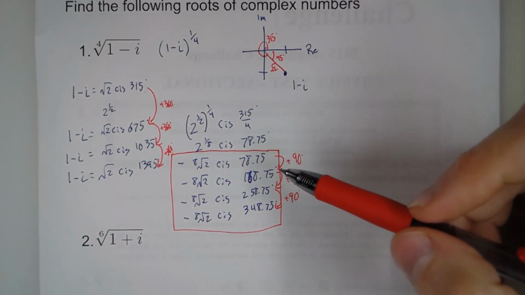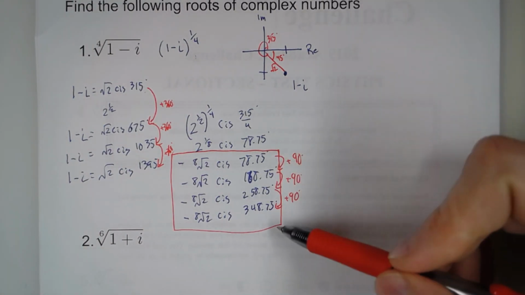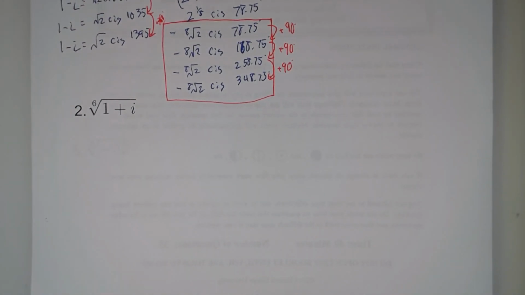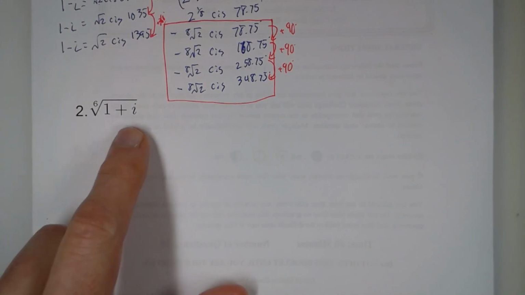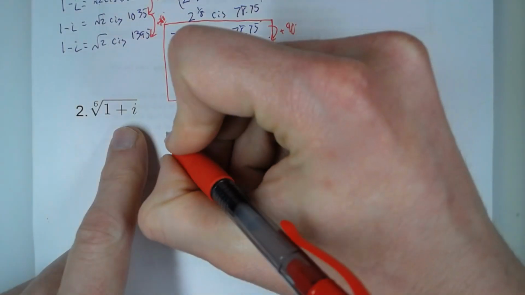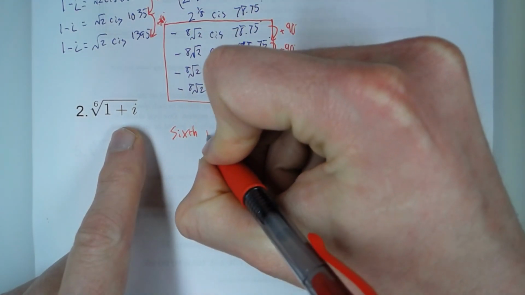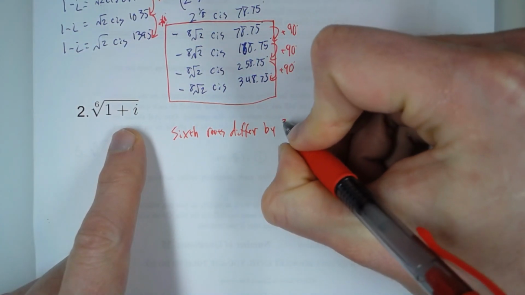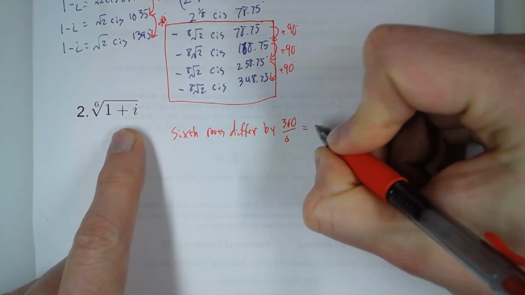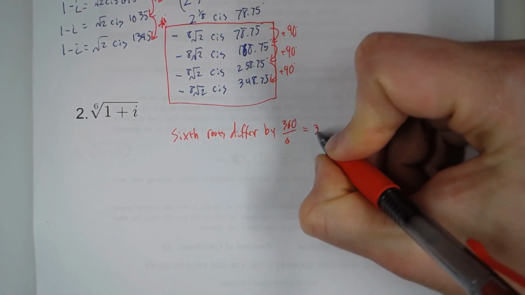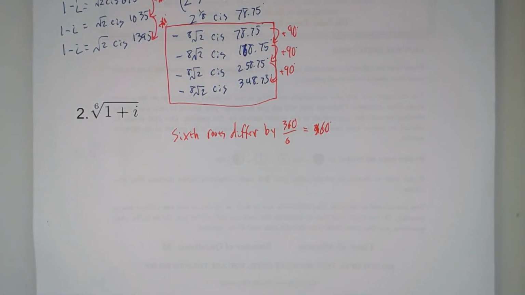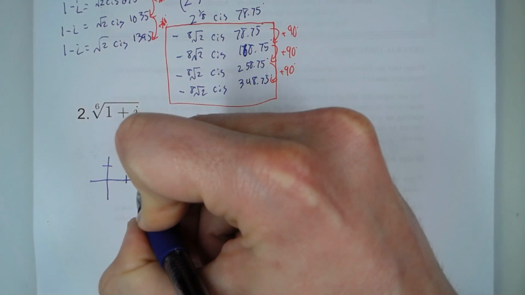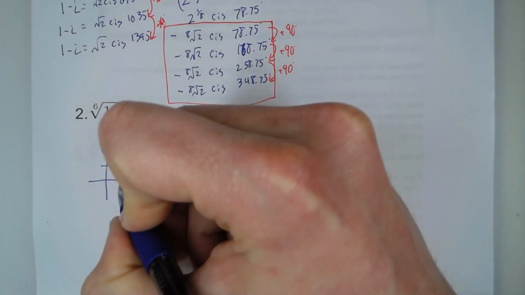And we're going to use that for the rest of these to help us gather the other roots faster. So looking down here, we've got the sixth root of 1 plus i. So sixth roots differ by 360 over 6, because there's 6 of them, and they have to be evenly spread out. So that means they're going to differ by 60 degrees. So if I want to draw 1 plus i, I've got the real, and we've got the imaginary.